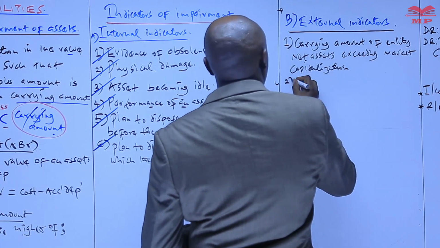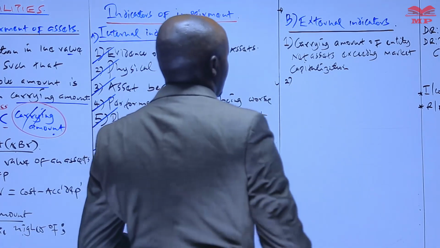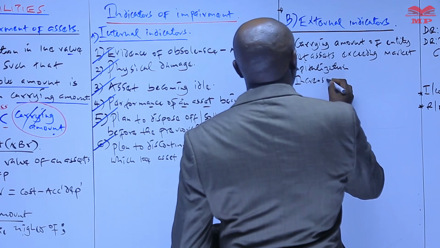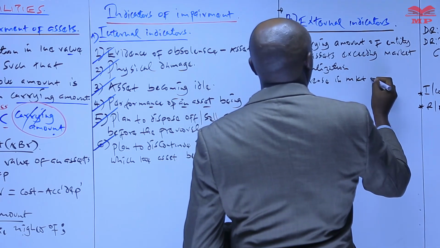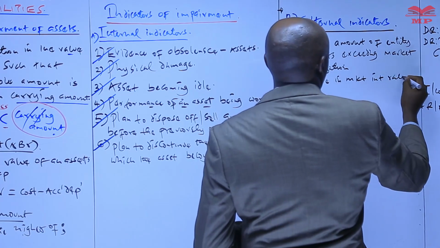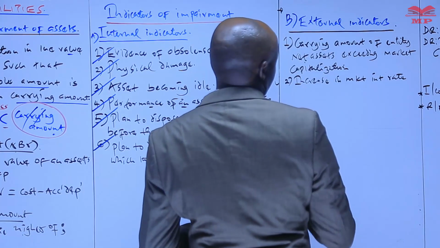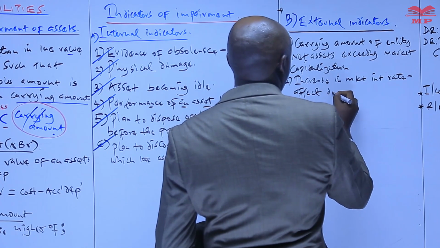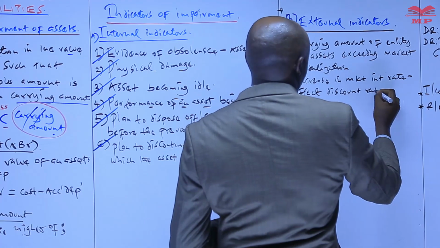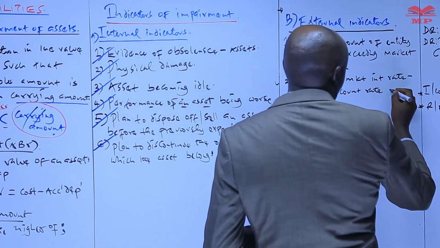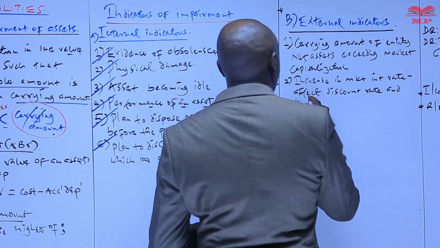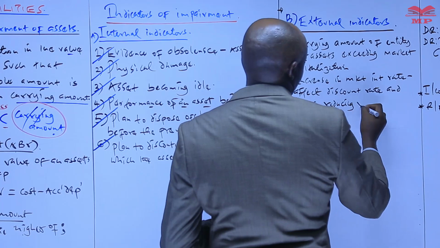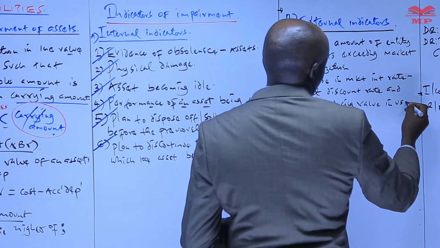The other external indicator of impairment is what you refer to as an increase in market interest rate, which affects the discount rate, and thus reducing the value in use of an asset.